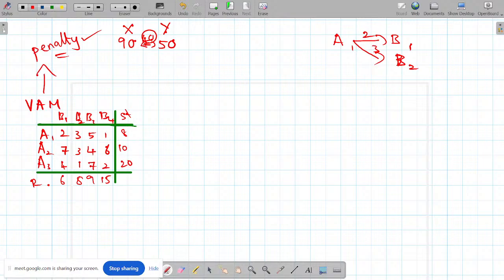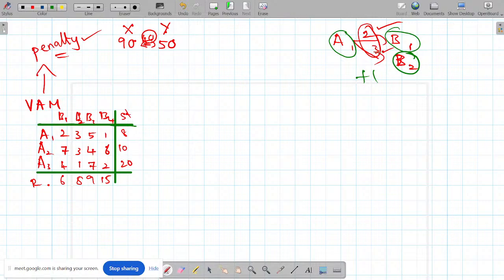The logic behind this is penalty. If A1 to B1, it is 2, and A1 to B3 is 3. We will not say it's 3 rupees cost. We will say that the difference, it is 1 rupee extra cost. Which means instead of sending from A1 to B1, if you send to B2, it is costing heavier. Ultimately, your profit is going to reduce.